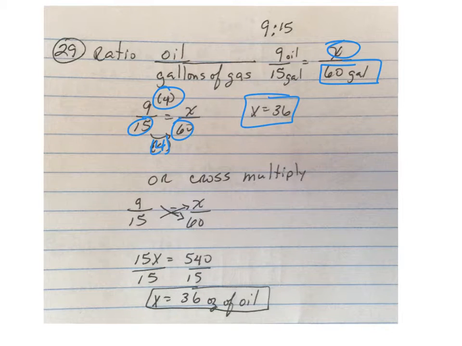That's one method. The other method is to cross multiply. So 15 times x is 15x. 9 times 60 is 540. You divide both sides by 15, and x equals 36.